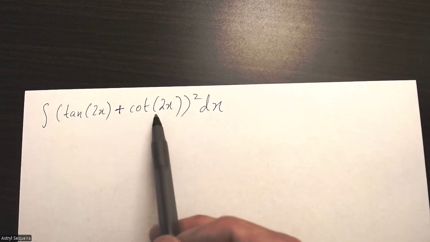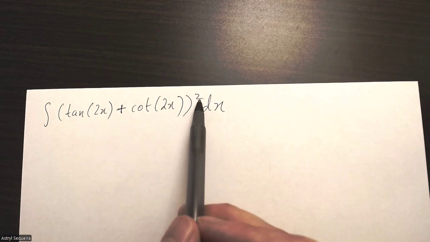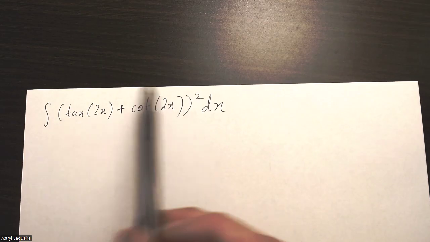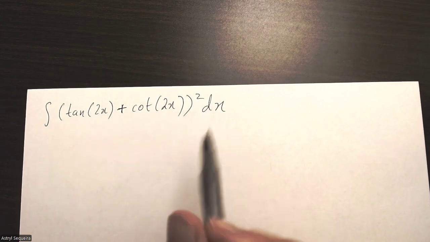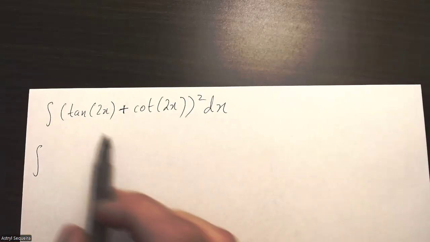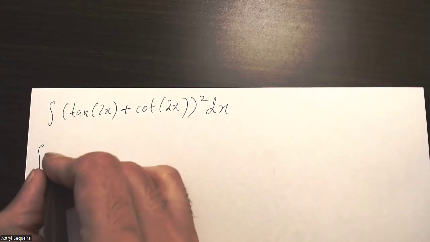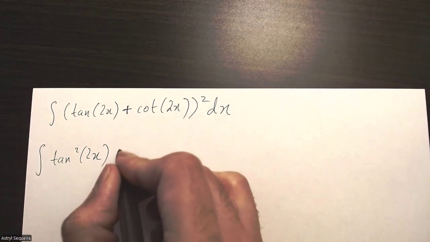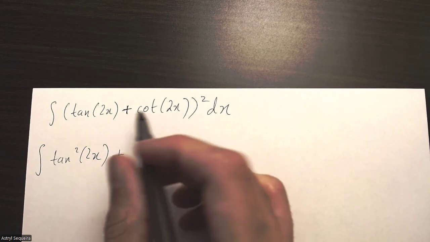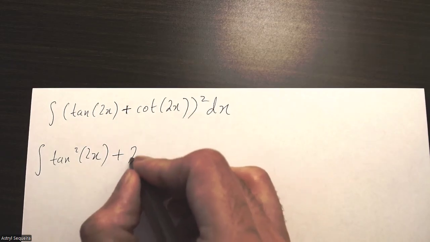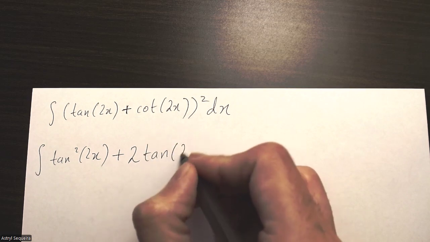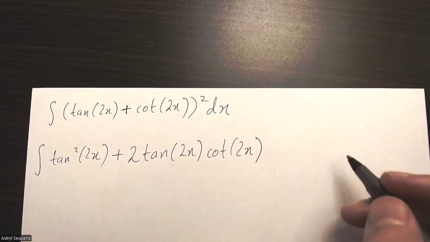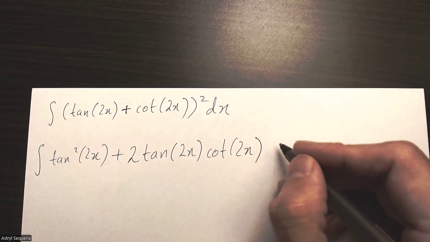We have the integral of (tan 2x plus cot 2x) squared. No real substitution I can do just yet, so I want to start by simplifying this equation. I'm just going to square the bracket to begin with. That's going to give me tan times tan is tan squared 2x. Tan times cot is tan cot, and then cot times tan is cot tan, so it's going to give me 2 tan 2x cot 2x. I'm just going to show that in one step, not two steps. I don't want to take too much time to write it out.